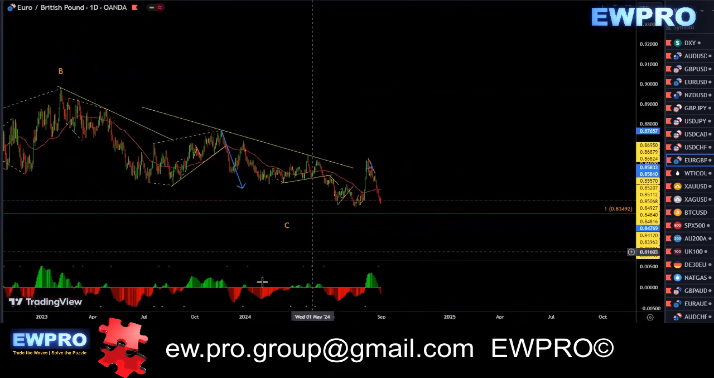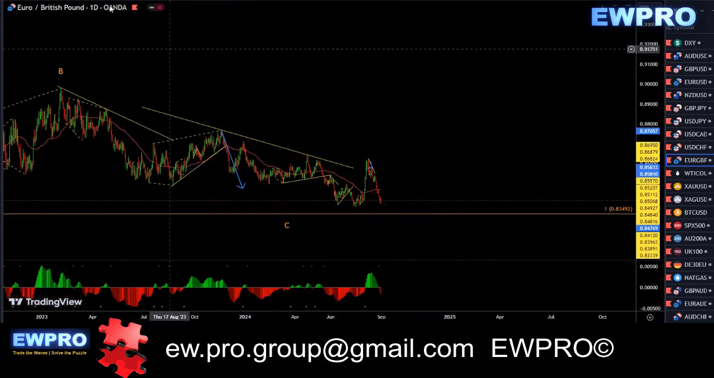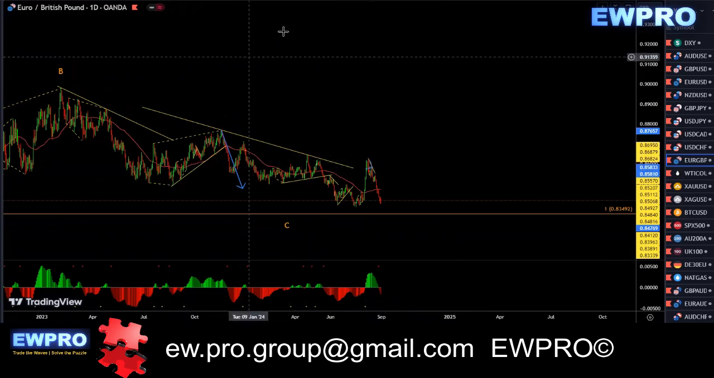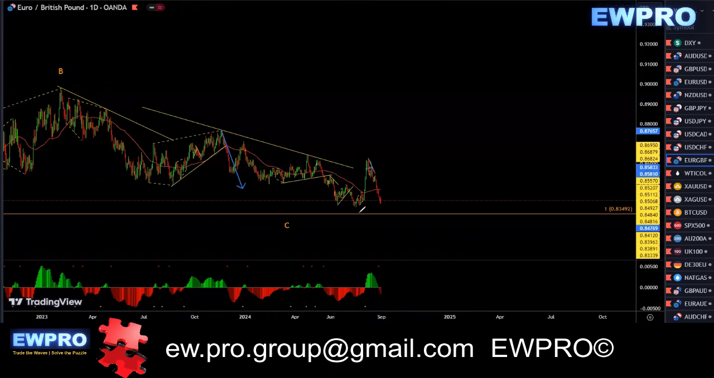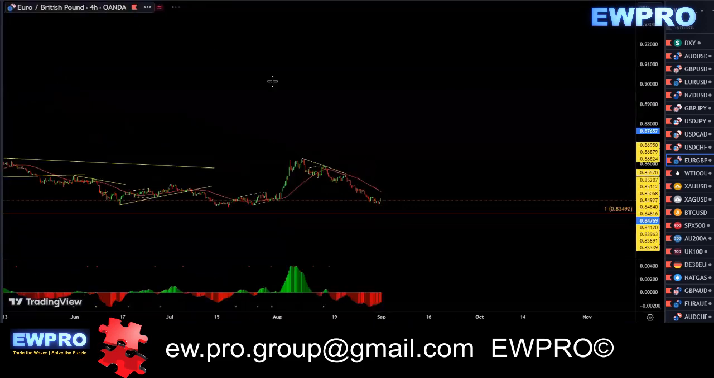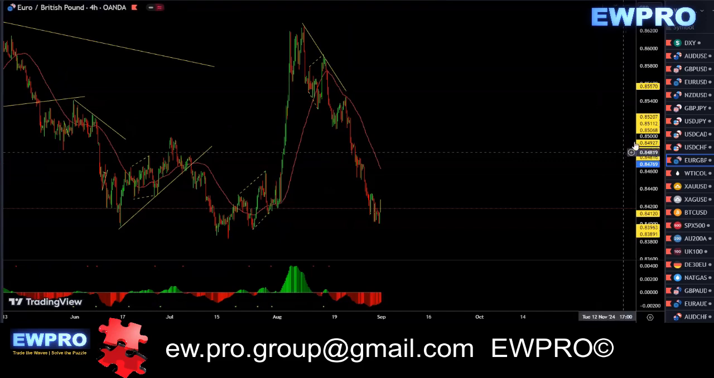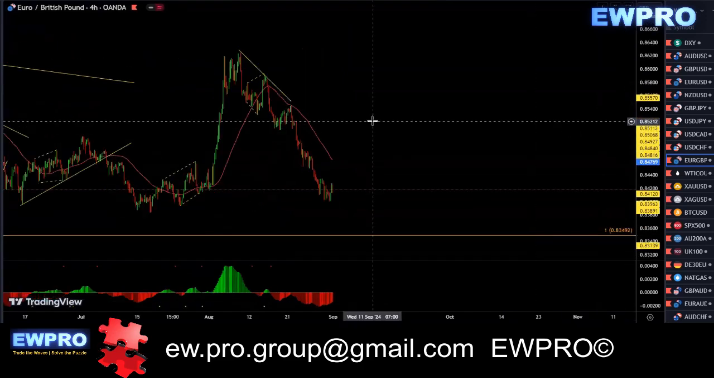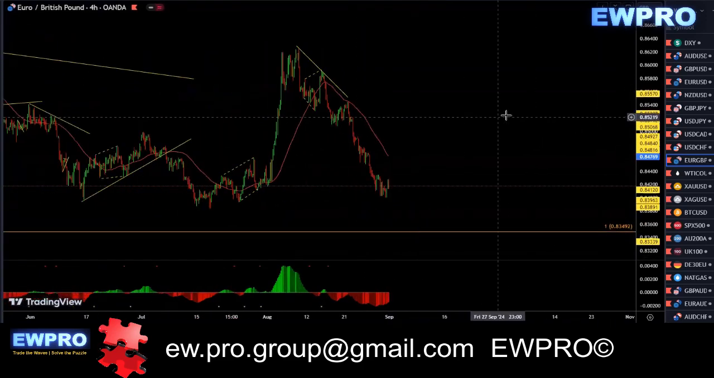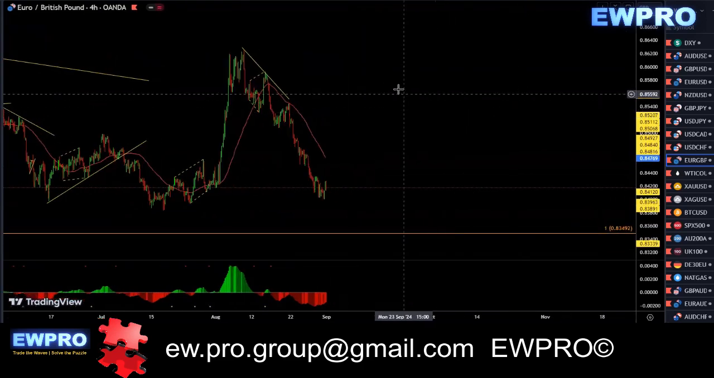Only looking for buys. We have all that bullish divergence on the daily, and we have this nice impulse up. The problem is we've got a nice impulse up, and it's come straight back down. It's come down just as quick as it went up. So I'm not convinced this is over.